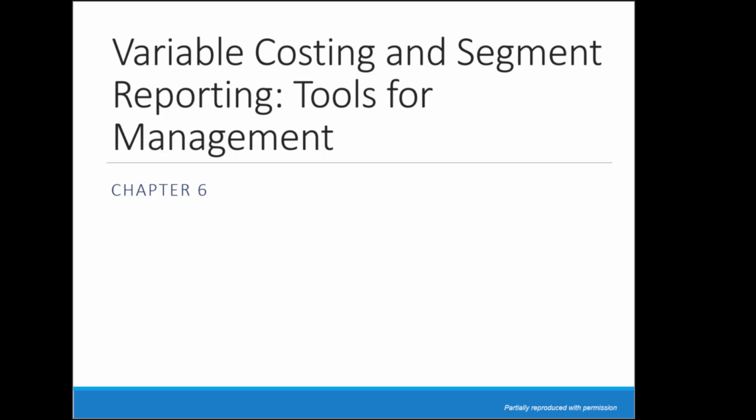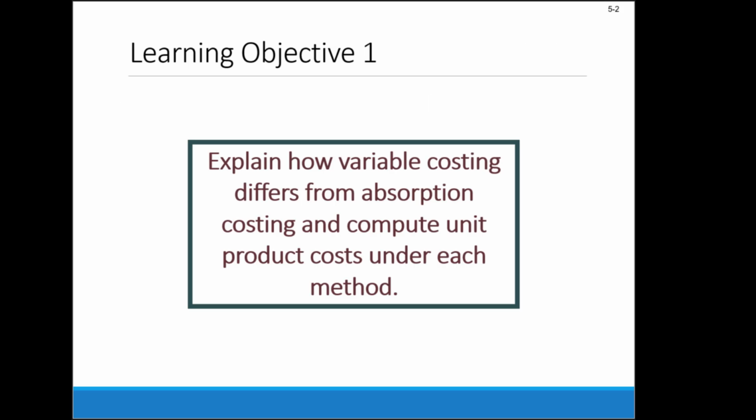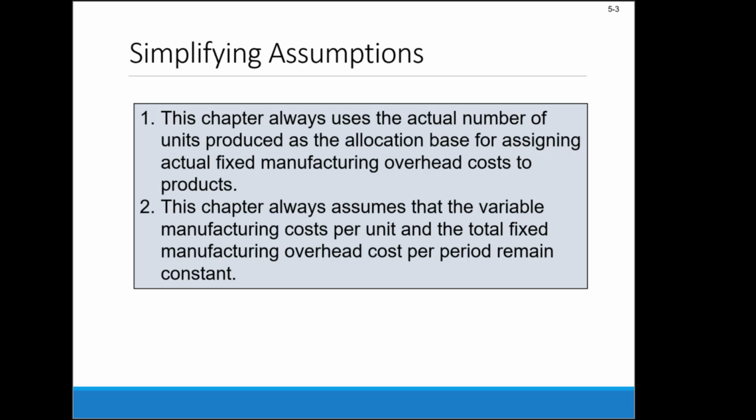This video covers Chapter 6 notes. Chapter 6 was titled Variable Costing and Segment Reporting Tools for Management. So our first learning objective in Chapter 6 was to explain how variable costing differs from absorption costing, and also to come up with unit product costs under each of those costing methods.